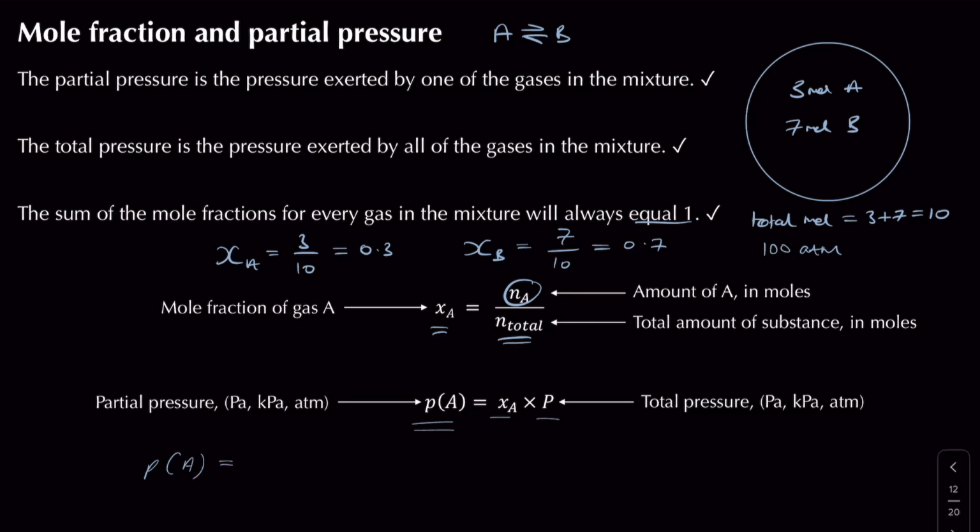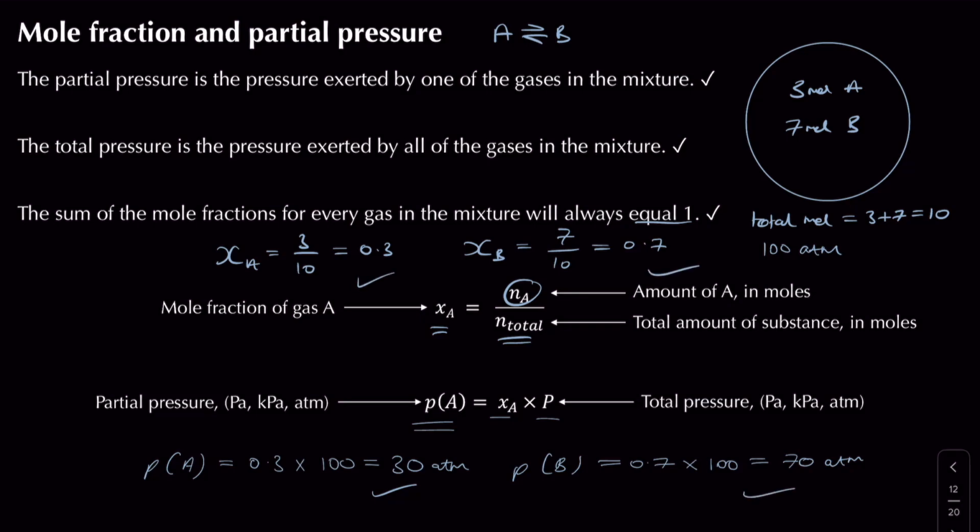So to find the partial pressure of A in this case, I'll take my mole fraction of 0.3 times the total pressure of 100. I end up with 30, and it's going to be, of course, atmospheres in this case for the partial pressure of A. To work out the partial pressure of B, same type of thing again. I'm going to take 0.7, my mole fraction, times the total pressure, and I end up with 70 atmospheres in this case. And so what you can see is I've got my individual partial pressures and my individual mole fractions as well.